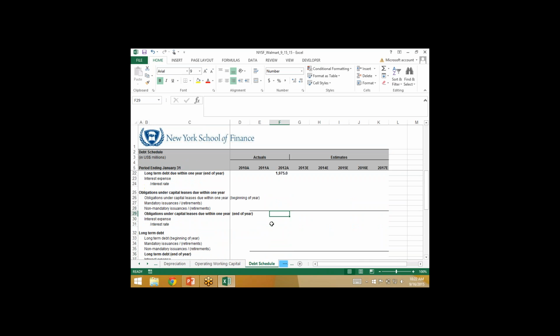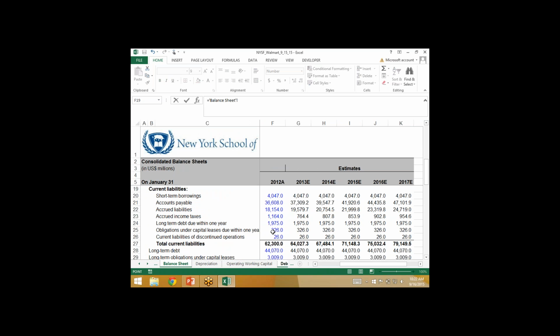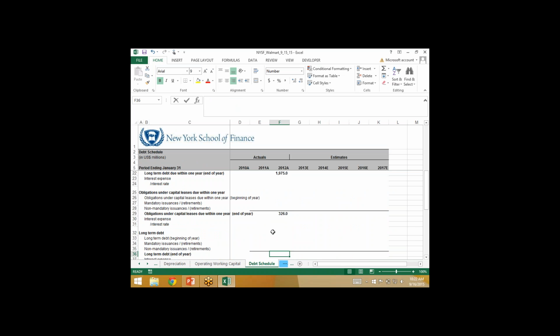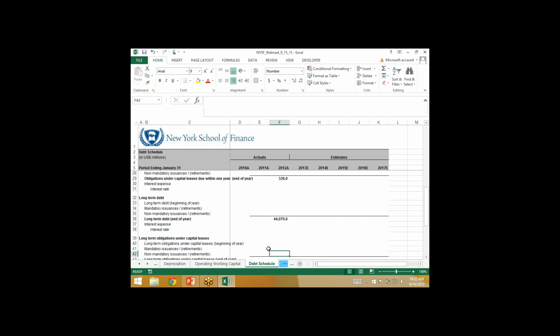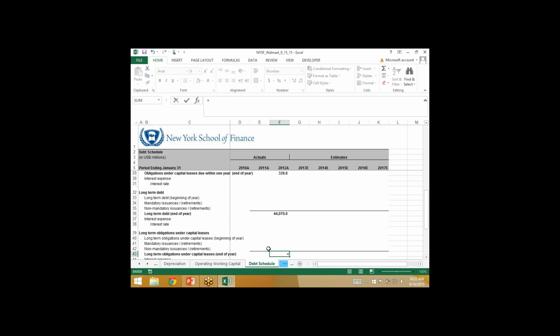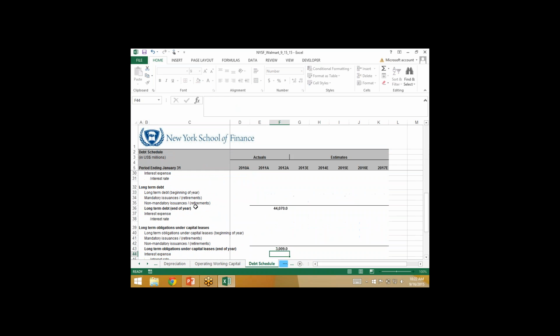The obligations under capital leases, this is the current portion of capital leases due within 1 year. Balance sheet. Capital lease obligations due within the year. The long-term debt. Balance sheet. Long-term debt. The capital lease obligations, end of the year. Capital leases. These are all the ending balances.